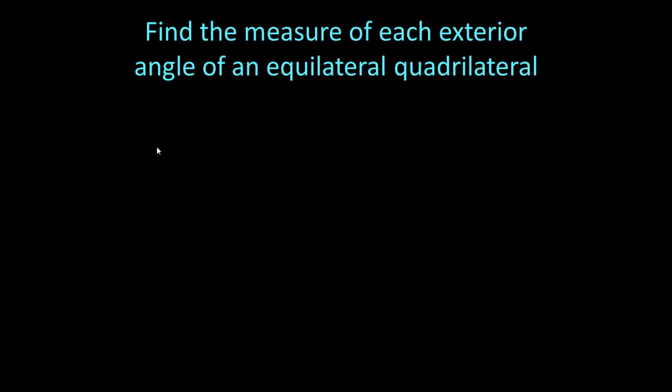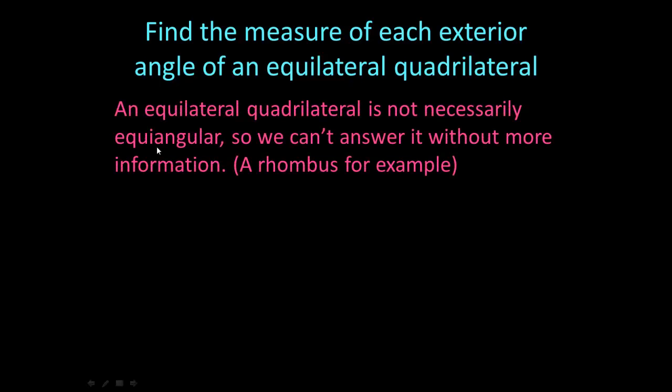Alright, and finally, find the measure of each exterior angle of an equilateral quadrilateral. Now I want you to pause it here and try to do this one on your own and see what you come up with. So pause it, take a minute, it's not a hard problem, and then come back to me and you will find, hopefully you got this, that an equilateral quadrilateral is not necessarily equiangular. So we can't answer it without more information.